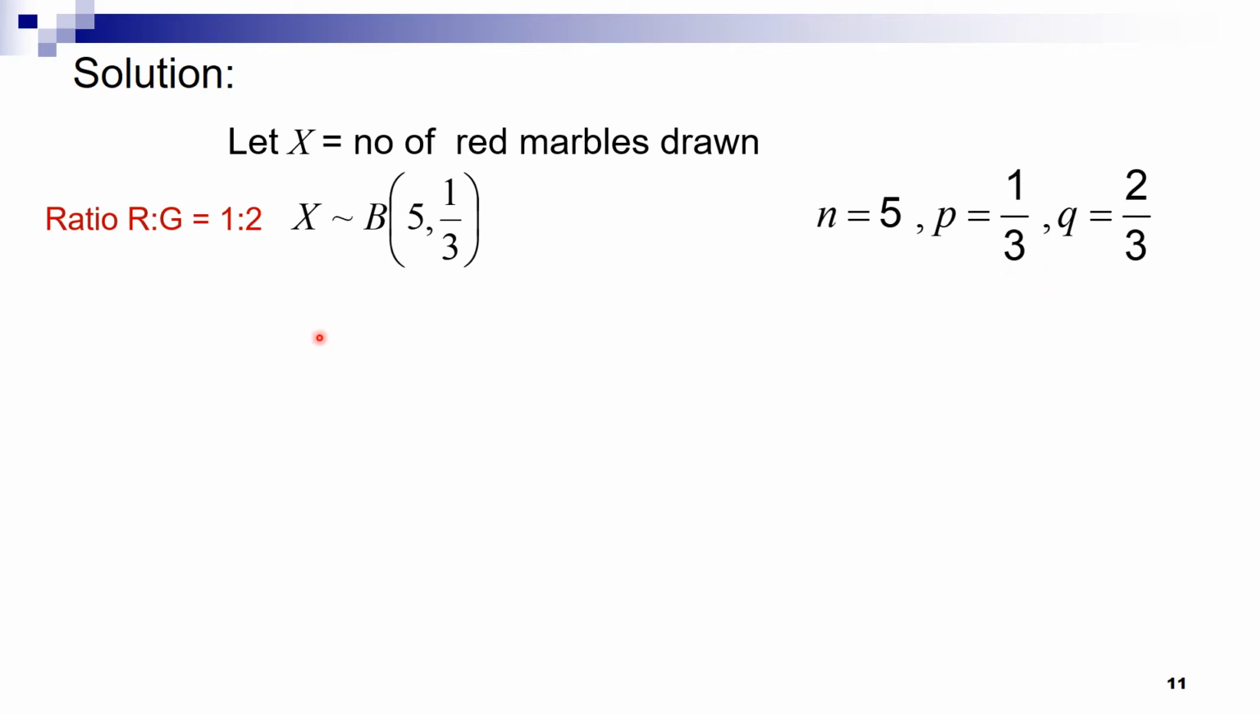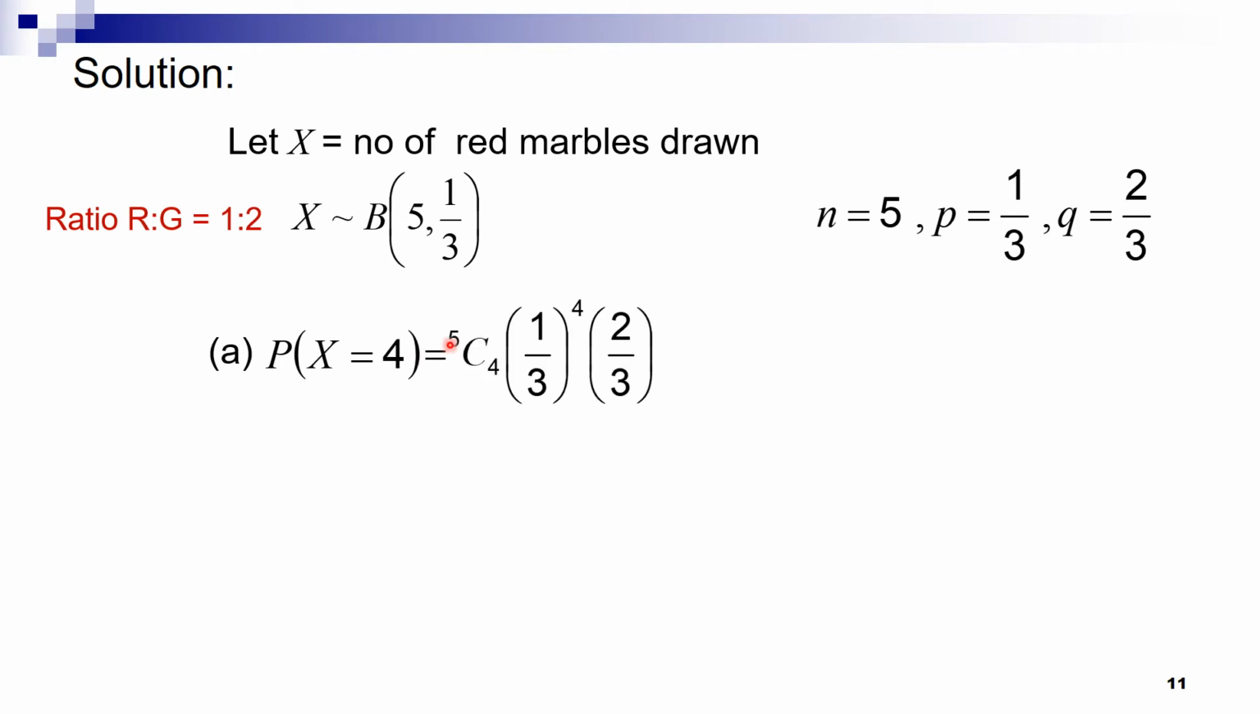We can solve the first question. Find the probability that exactly 4 are red marbles. So we translate into mathematical symbol P(X = 4) because exactly 4 are red marbles. Substitute into the formula. Your r is 4. So 5C4 times (1/3) to the power of 4 times (2/3) to the power of 1. Here, writing 1 is optional because (2/3) to the power of 1 is still 2/3. So you solve, you have 10/243.